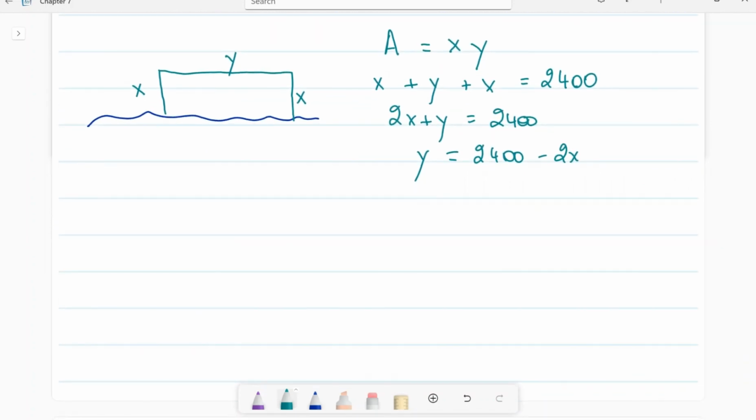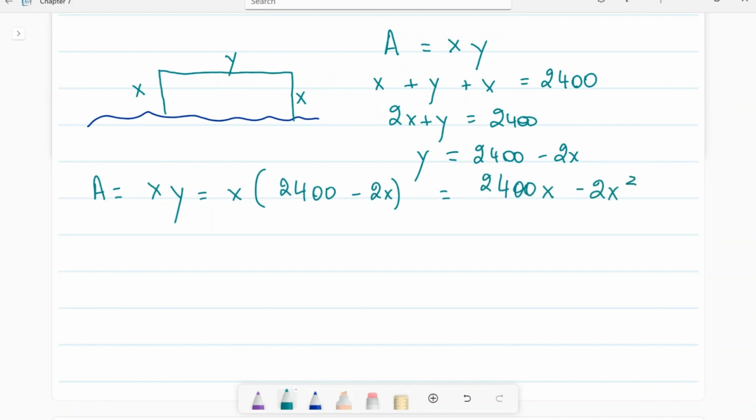So now that we expressed y in terms of x, what we can do with this is that we can express the area in terms of only one variable. So instead of writing xy, instead of the y, we can write 2400 minus 2x. Let us expand. This gives us 2400x minus 2x squared. So now we have area in terms of one variable. Now I just wanted to point out, since area is in terms of x, we can write A of x equals 2400x minus 2x squared.